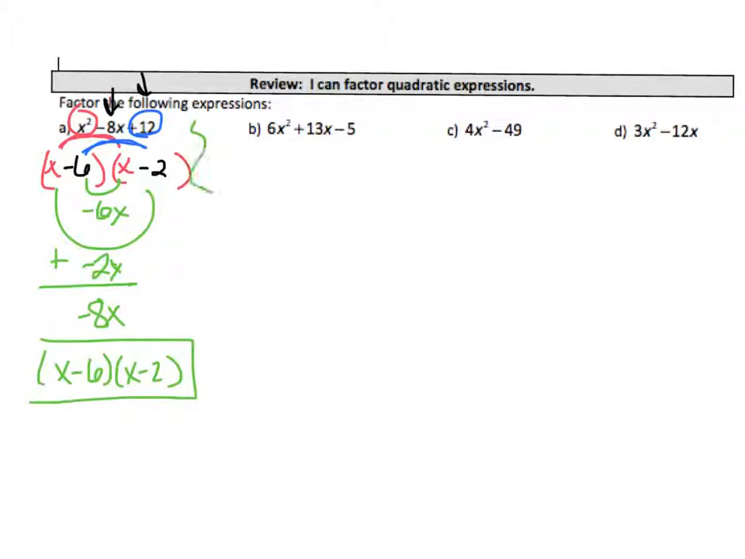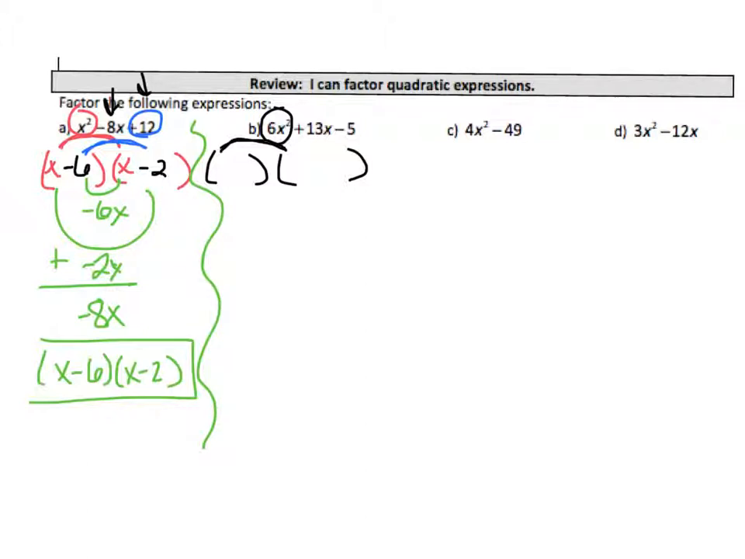Okay, here we go. Number 2, a little bit different because there's a number in front of the x squared, but still I want to look to see if there's a greatest common factor between 6, 13, and 5. And since there's no greater factor other than 1, I'm just going to go ahead and start factoring here. So I'm going to set up two parentheses and follow that same process. Now those first two terms have got to multiply to get to 6x squared.